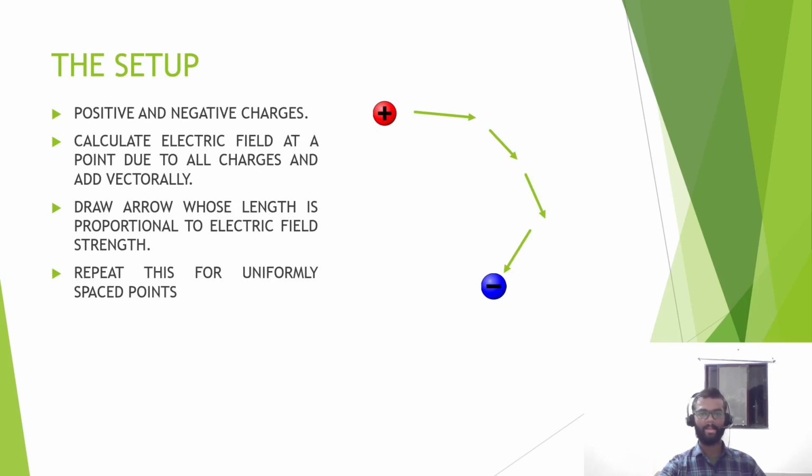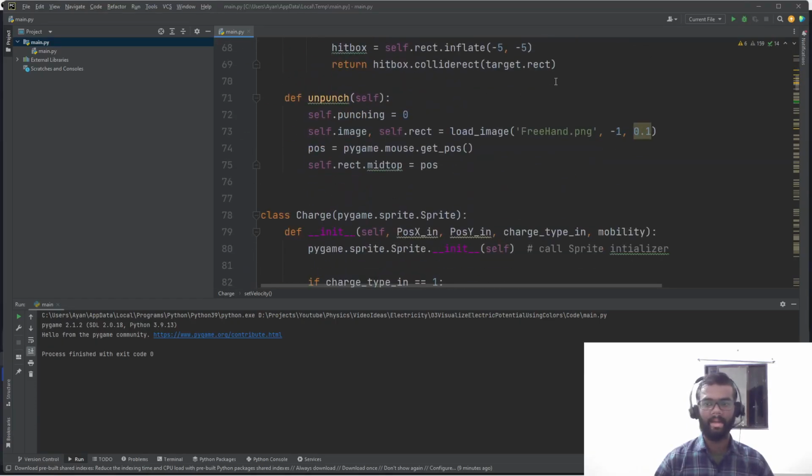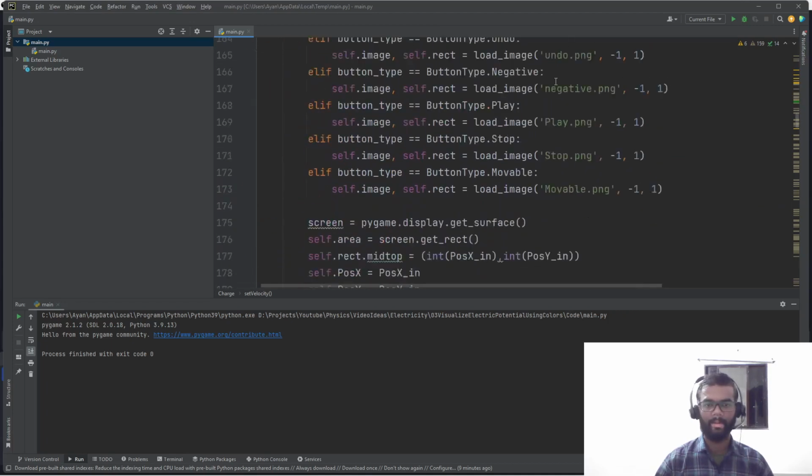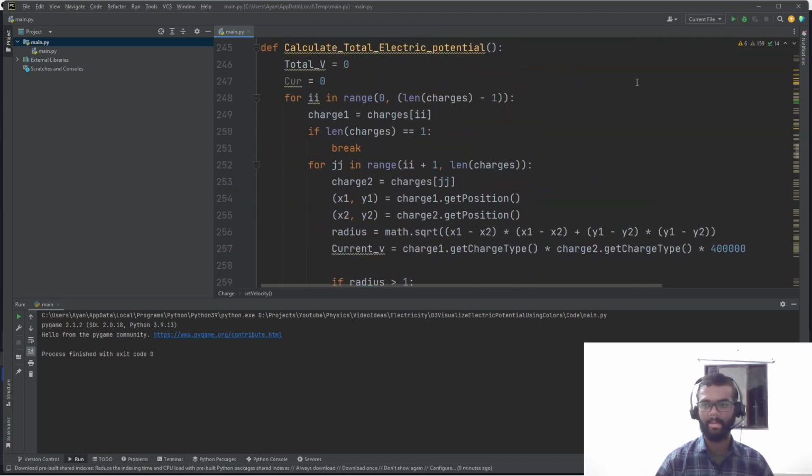in the entire space. I divide the space into a grid of 40 by 40, and at each point I draw the electric field. So this is the code that I have written for my project. Let me run this code.